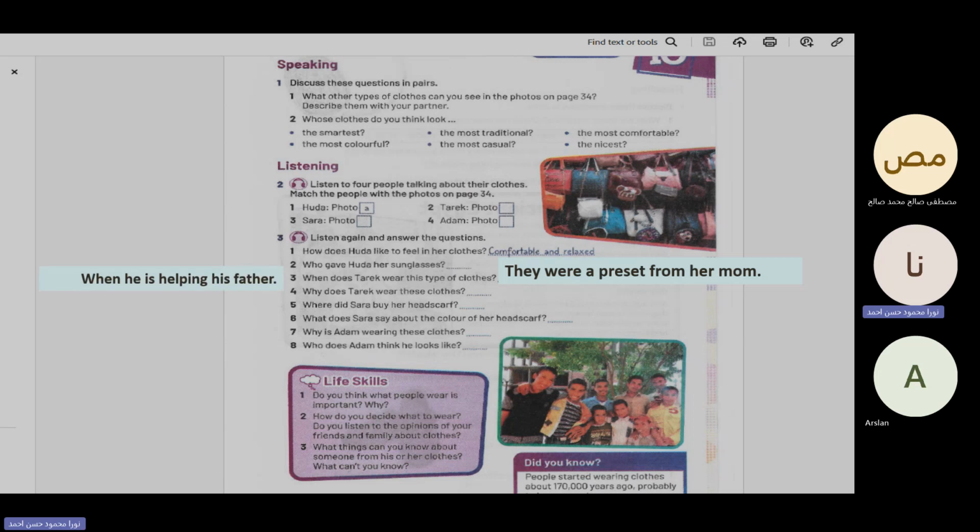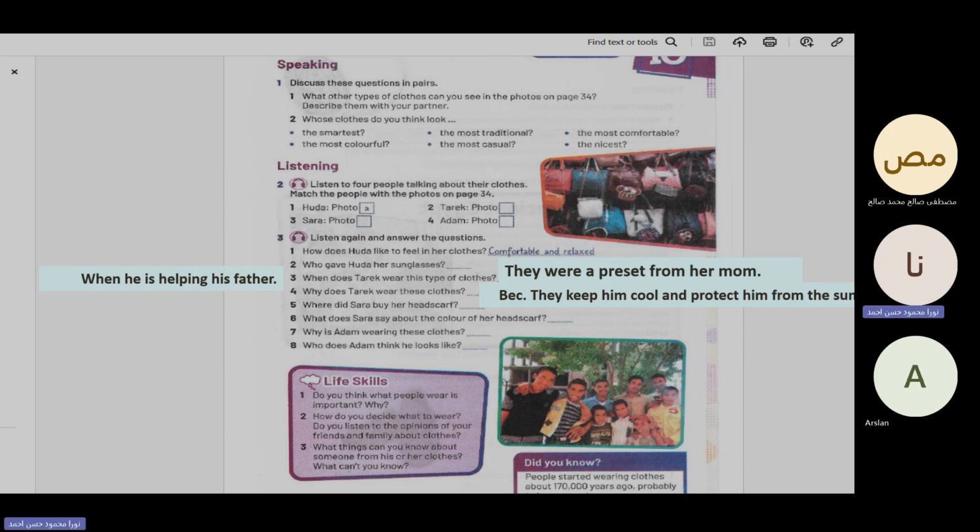So, did you find the answer? Yeah, number 3. Tariq wears this type of clothes when he is helping his father. What about number 4? Why? What is the reason that Tariq wears these clothes? Because they keep him cool and protect him from the sun. What about number 5 and 6?